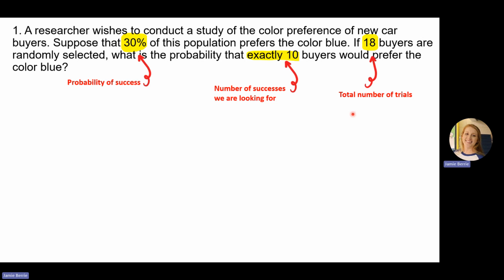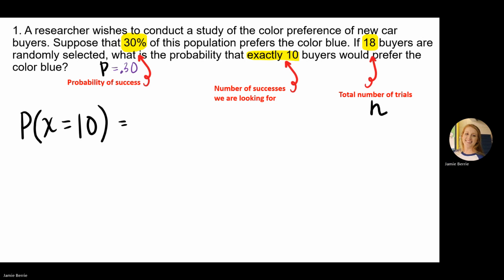Okay. So the word exactly here tells me that I'm looking at an equal to problem. So I know that that's going to be binomial PDF. I'm looking for the probability that exactly 10 people prefer the color blue for their car. We're going to do binomial PDF, but we need N, P, and X. N is our number of trials. That was 18. P is our probability of success. That's 30% or 0.30, so make sure you change that to 0.30. And then X is our number of successes. Let me just write what those are all equal to.